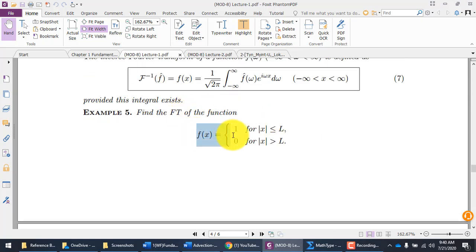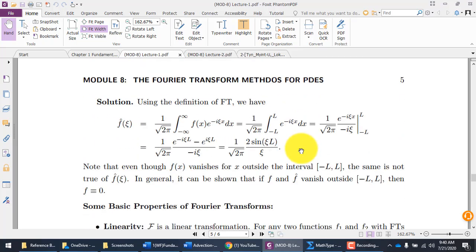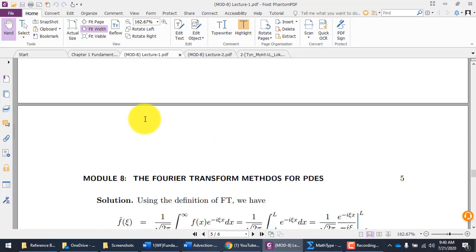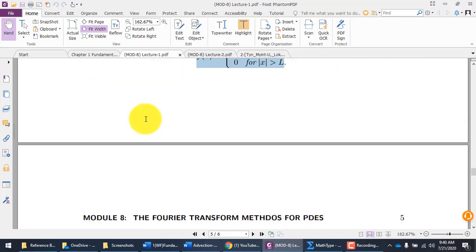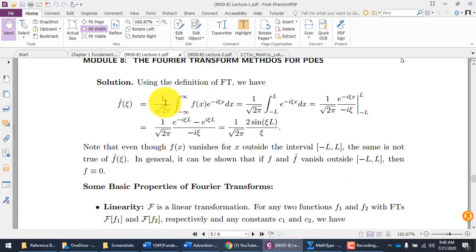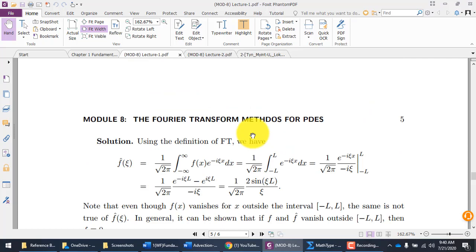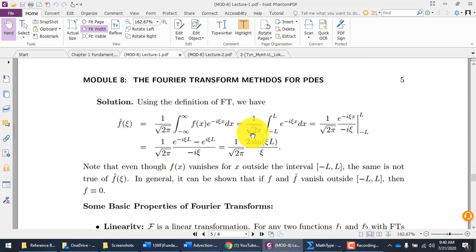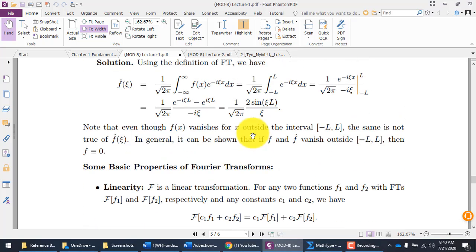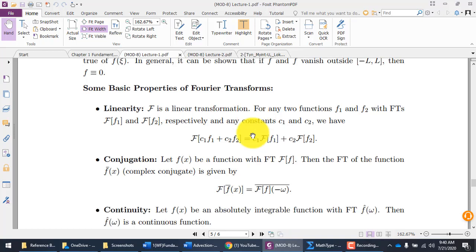This is the example, if you understand. It is a piecewise function, and when you apply the definition, you will understand by very basic steps that the answer for the Fourier transform is 1 over square root 2 pi times 2 sine xi l over xi. You can use xi parameter, omega parameter, it's not a problem.